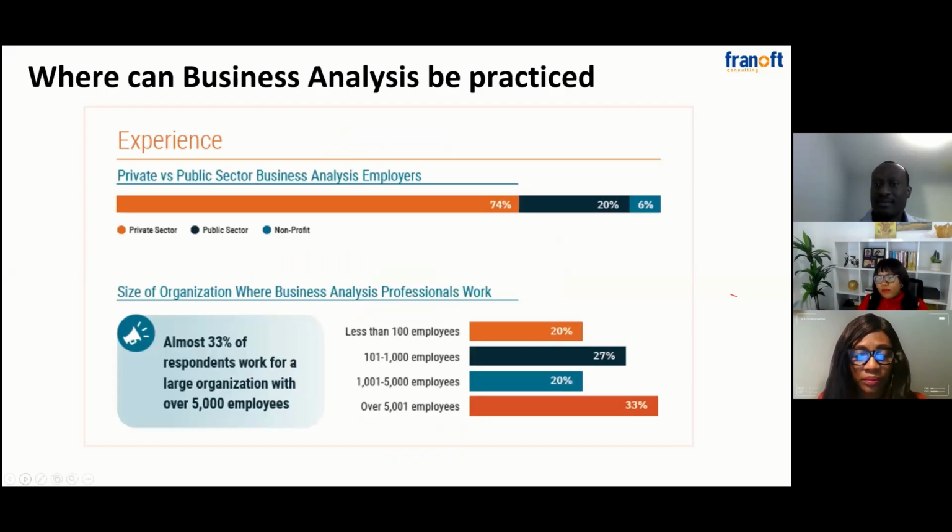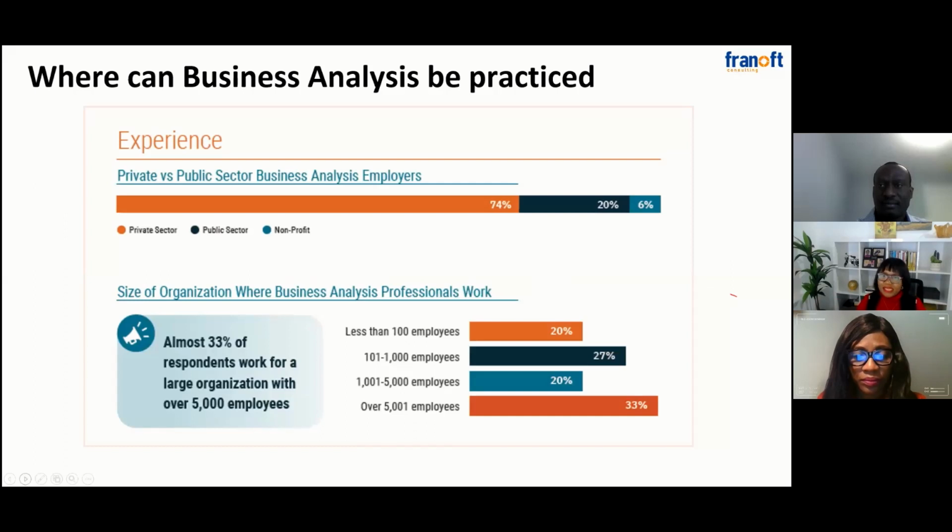So yeah, from the IIBA, which is the recognized business analysis body today, their 2021 survey showed that about 74% of their respondents actually work in the private sector. We have about 20% working in the public sector, and about 6% that work in the non-for-profit. That's the charity bodies and all that. So a BA can actually work anywhere.